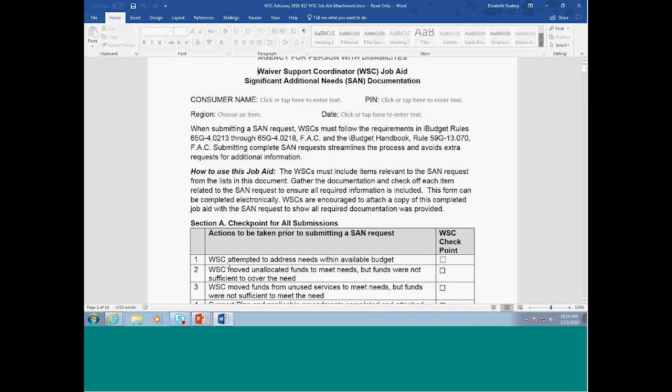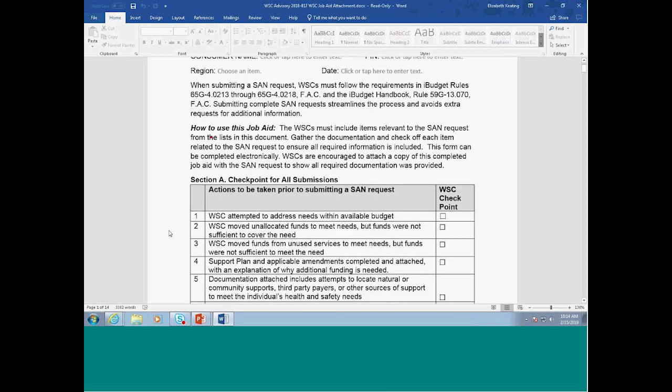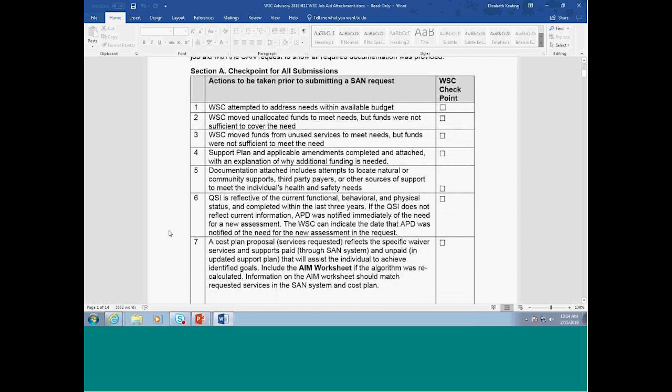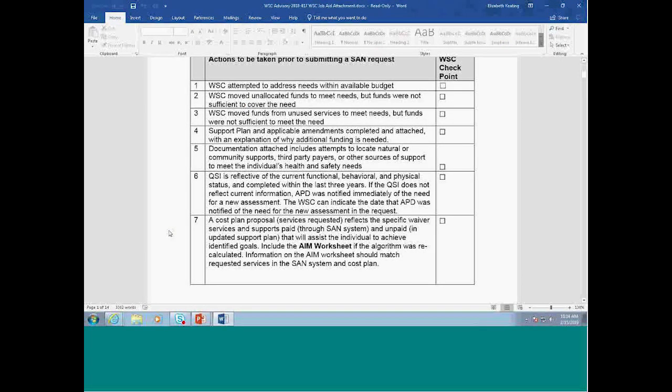So you should see the job aid now on the screen. First, let's look at Section A. We're not going to look at the whole thing, but I want to point out some really important parts of this job aid. This Section A is the checkpoint for all submissions. So this should be something you look at for every SAM that you submit.